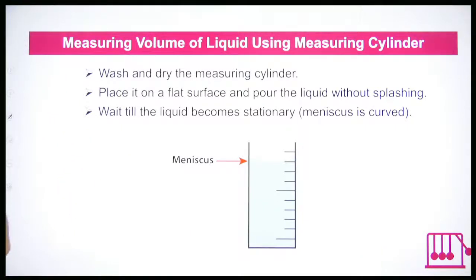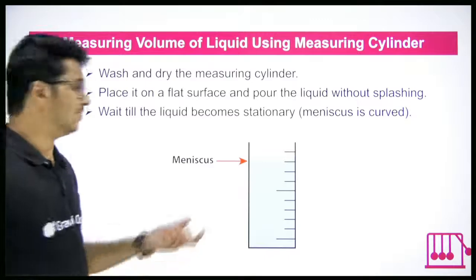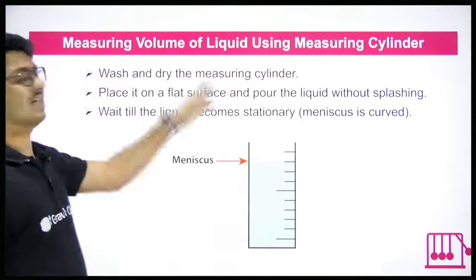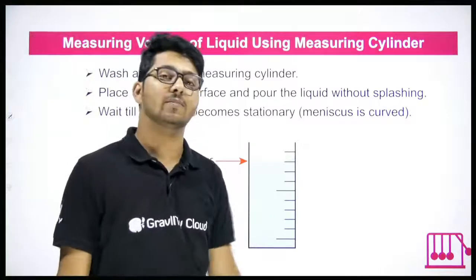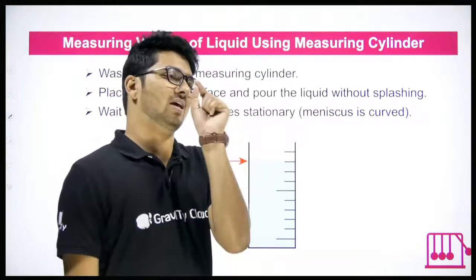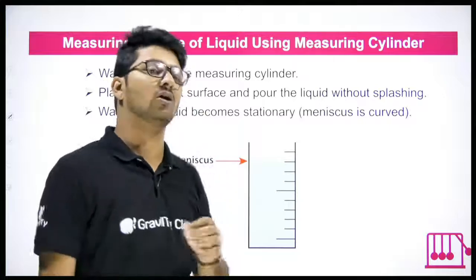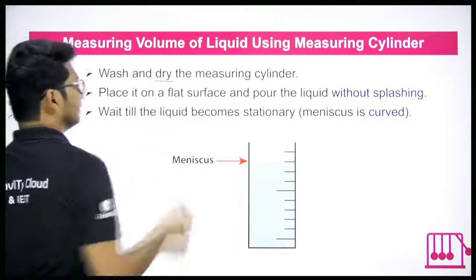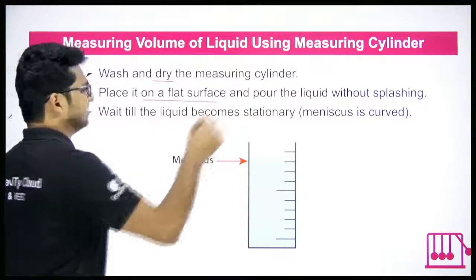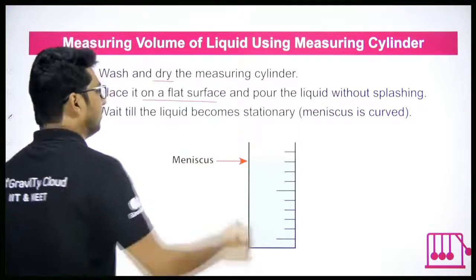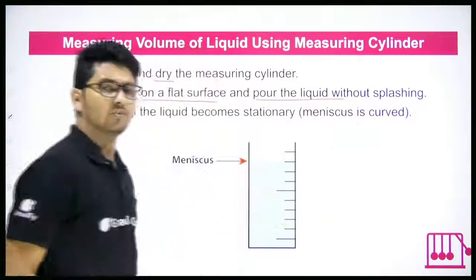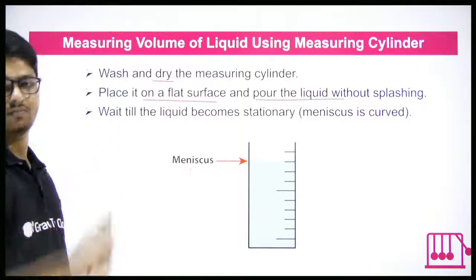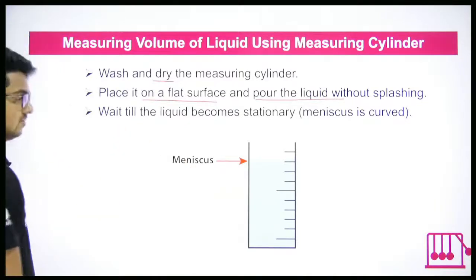It's simple, look at this. First of all, when you take the measuring cylinder, it's just a cylinder. So what you do is you have to wash and dry the measuring cylinder properly. There should not even be one single drop of water or of any other liquid. Now place it on a flat surface like a table and pour the liquid. Whatever liquid you have to measure, you have to pour it slowly without splashing.